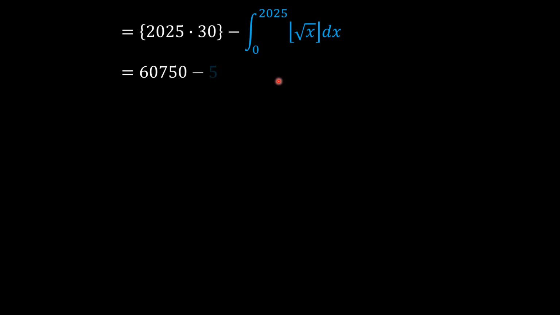The blue integral we have deduced to be 59,730, and 2025 times 30, when you work it out, becomes 60,750. So 60,750 minus 59,730, we get 1,020. So that's the answer that was being sought. If you have any questions, please feel free to reach out.